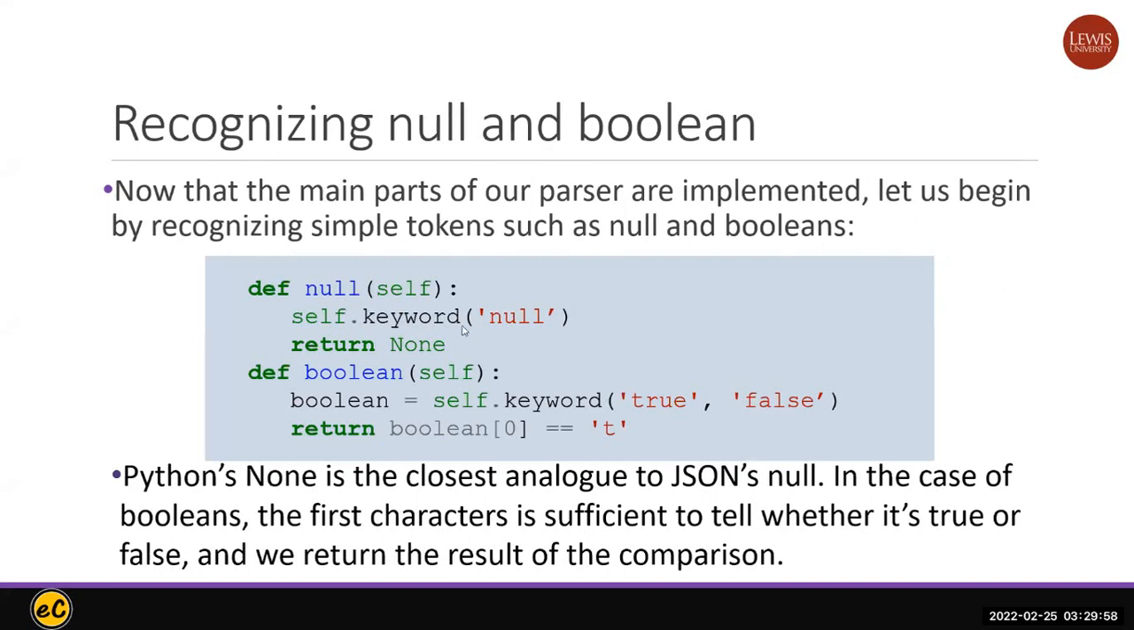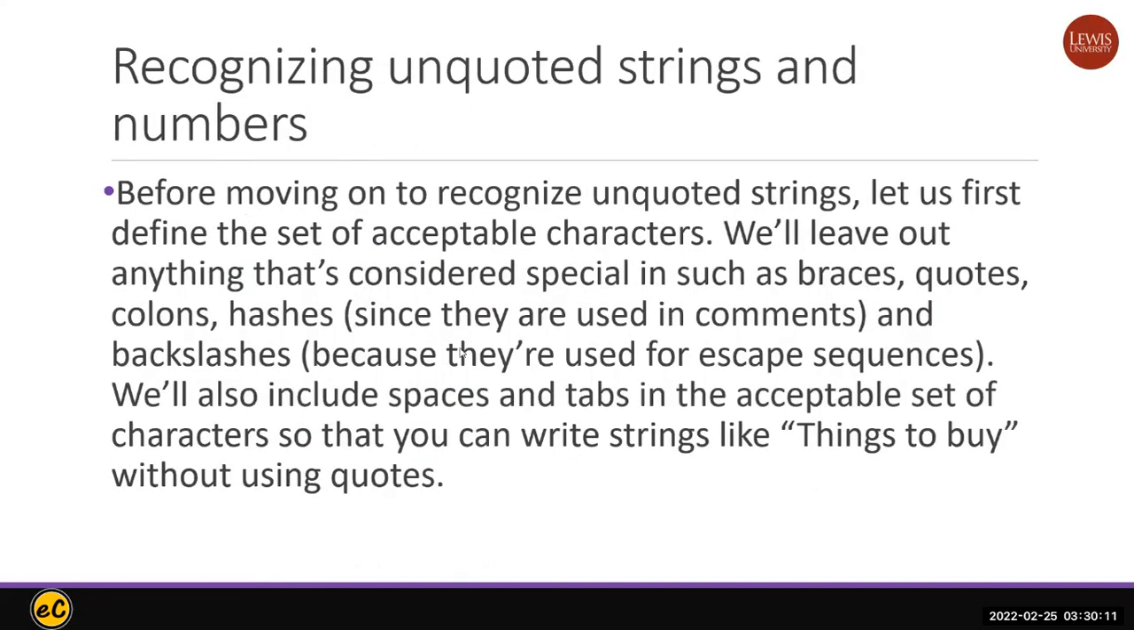For null, you check if the keyword is null, otherwise return null. This one is like the maybe portion. And for Boolean, you have the keywords true or false, so you need to use the keyword.